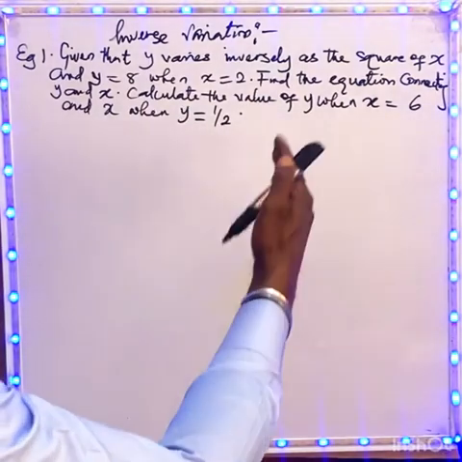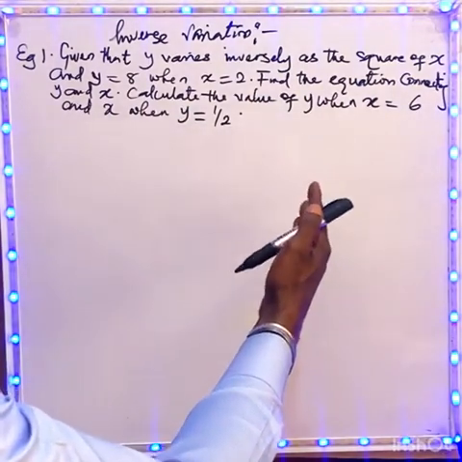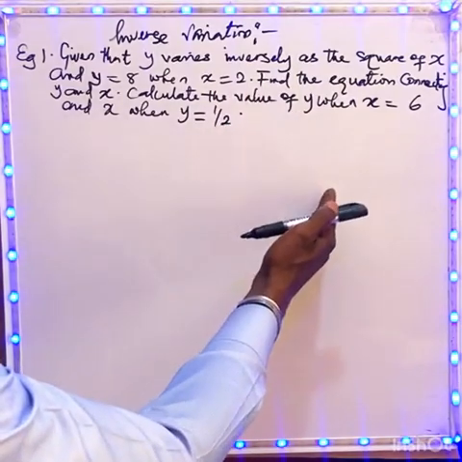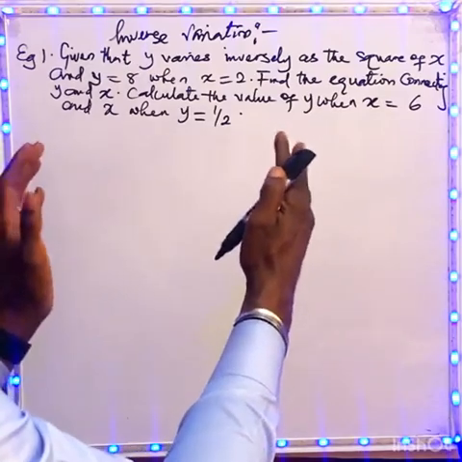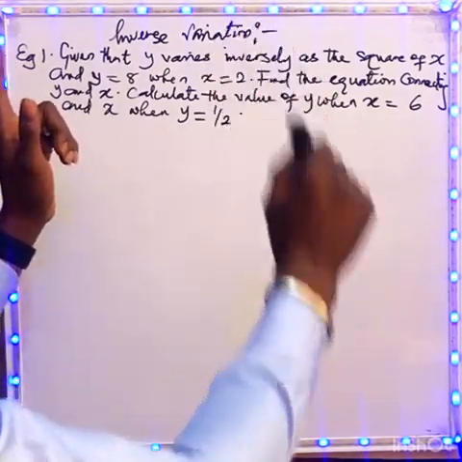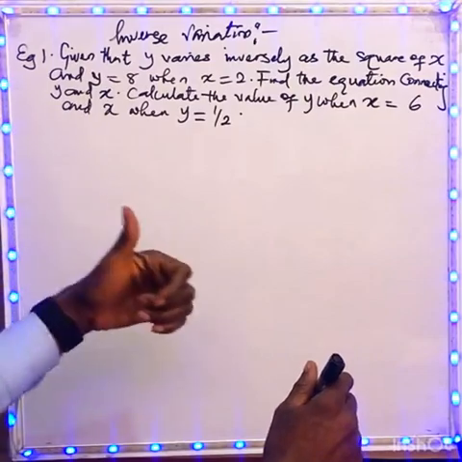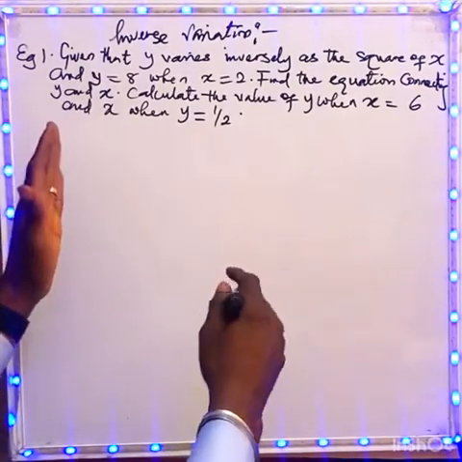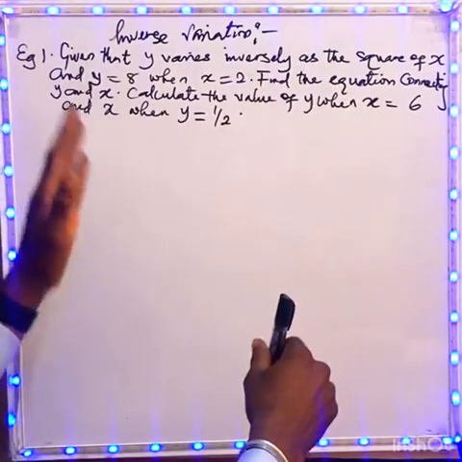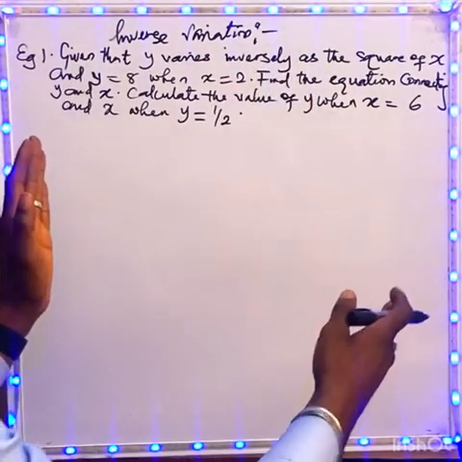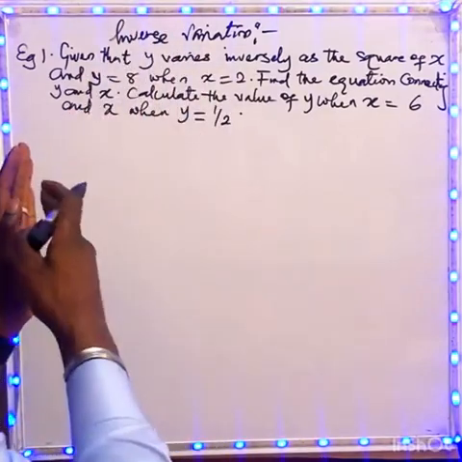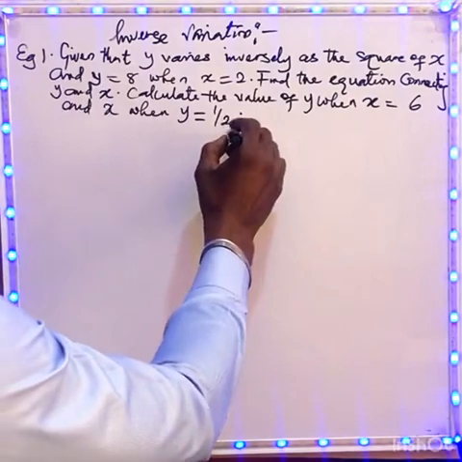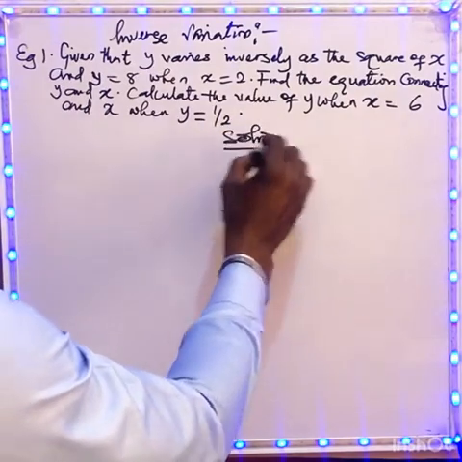Now, inverse variation simply means when one quantity is increasing, the second quantity is decreasing. The relationship implies that one must be increasing and the other decreasing. But in direct variation we did last week, it was not so. In direct variation, when one is increasing, the other is increasing. But in this case, if x is increasing, y is decreasing, and if y is increasing, then x is decreasing. So let's approach this question and bring a solution to this problem.